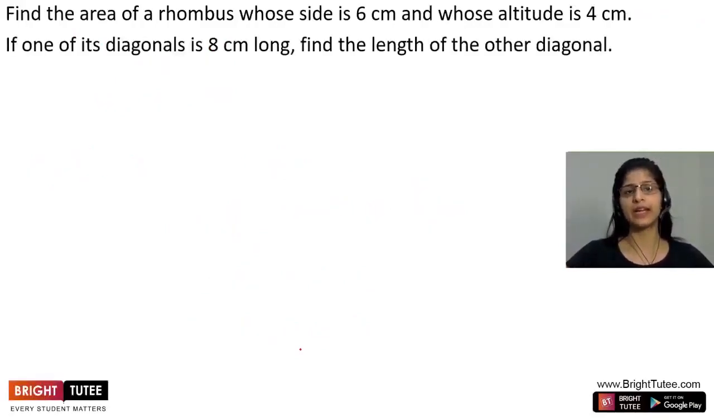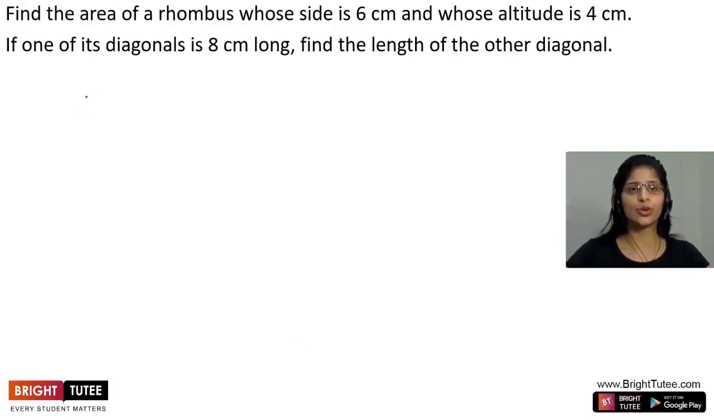Here they are saying find the area of rhombus whose side is 6 centimeter and whose altitude is 4 centimeter. One of the diagonals is 8 centimeter long. Find the length of the other diagonal. So we are given one diagonal, we are given the altitude also, we are given the side also. So let us first draw the figure for it.